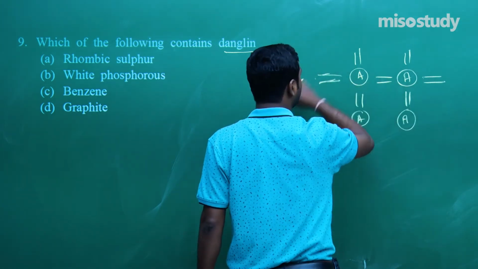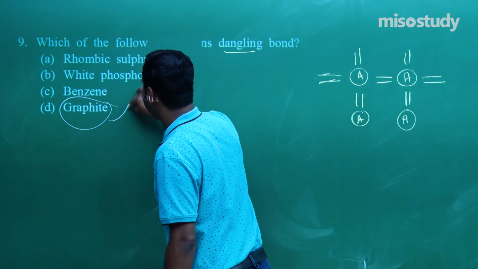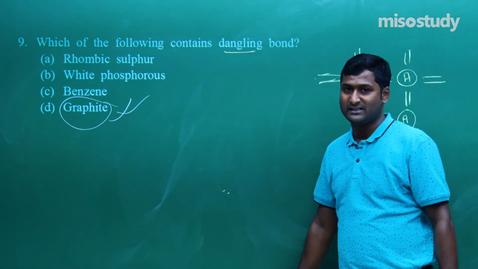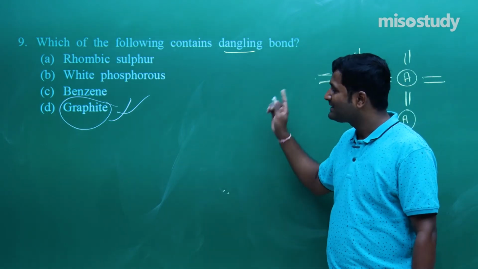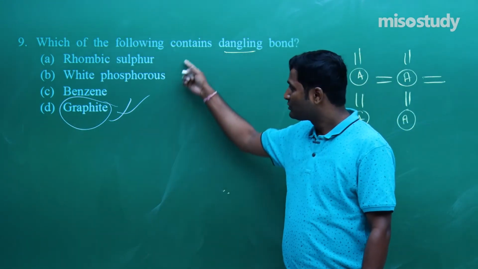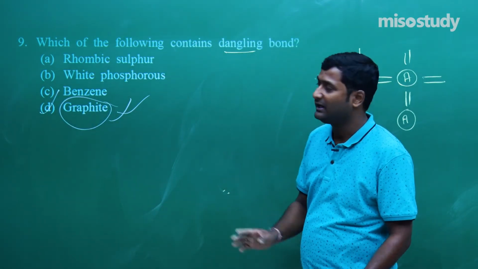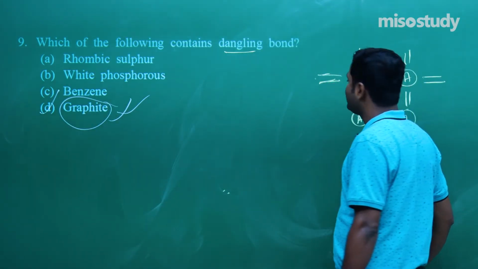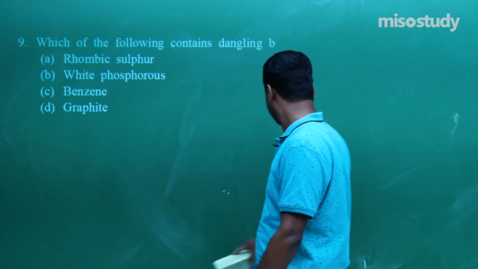This type of linking is a dangling bond. As we know, in graphite there is a free terminal valency and a layered structure, so it contains the dangling bond. So for question number 9, D is the correct option. Now let's move to the next question.